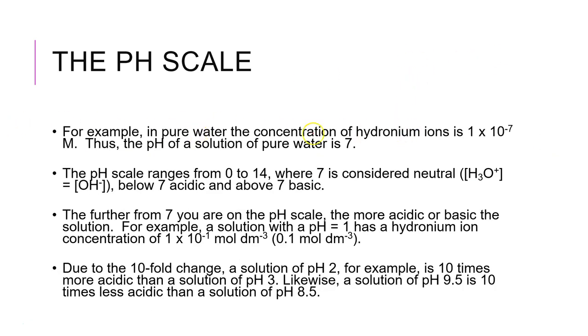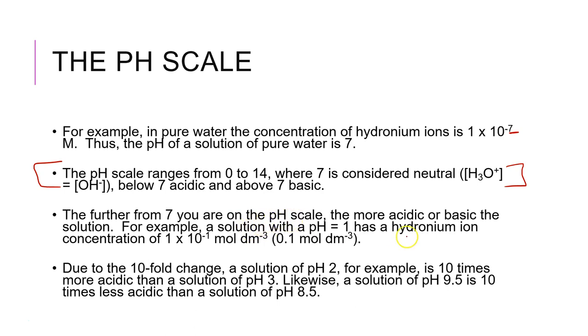So in pure water, the hydronium concentration is 1 times 10 to the negative 7 molar, so the pH of the solution is 7. The pH scale ranges from 0 to 14, where 7 is considered neutral. Below 7 is acidic, and above 7 is basic. This is a very simplified definition of acids and bases, and you need to remember that this can change with temperature. The further away from 7 we are on the pH scale, the more acidic or basic the solution will be.